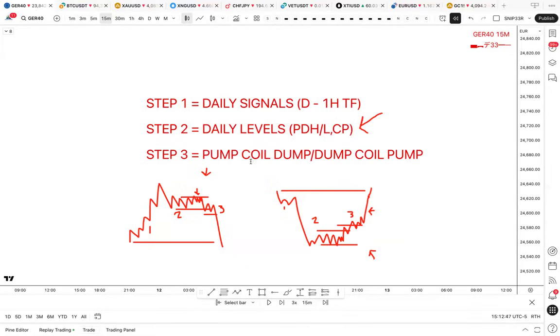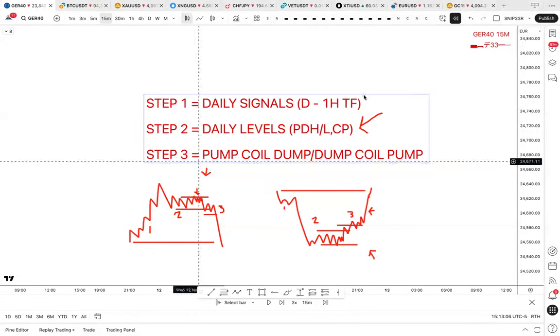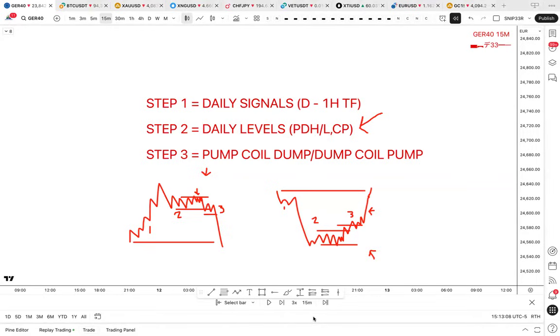Let's see. After the trend line breaks, which direction is the peak formation? Is that a question? I don't even look at trend lines anymore. Oh, okay, perfect, perfect. Oh, did I just close the chart? Oh, whoops, no, I didn't. Okay. So it's either pump coil dump or dump coil pump.